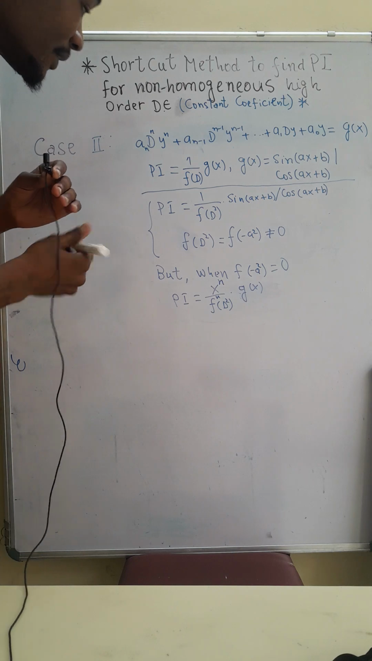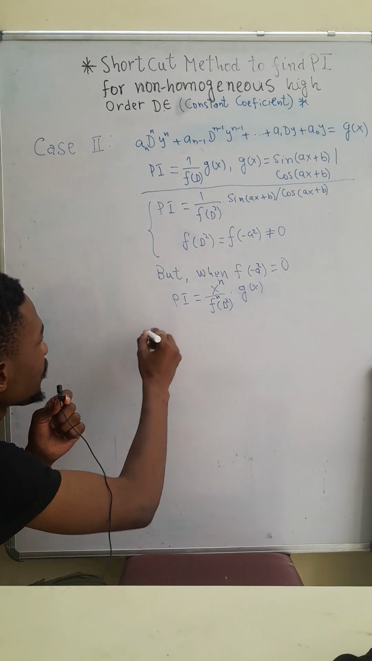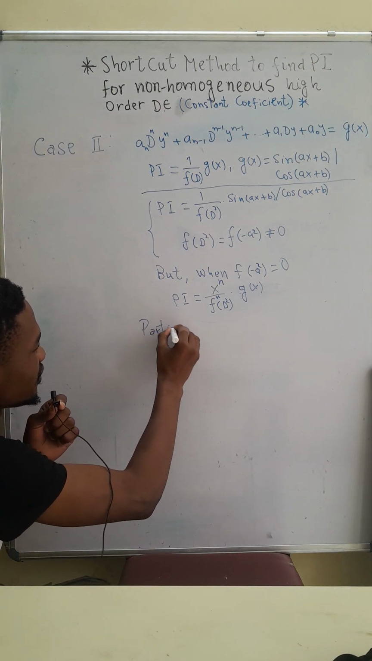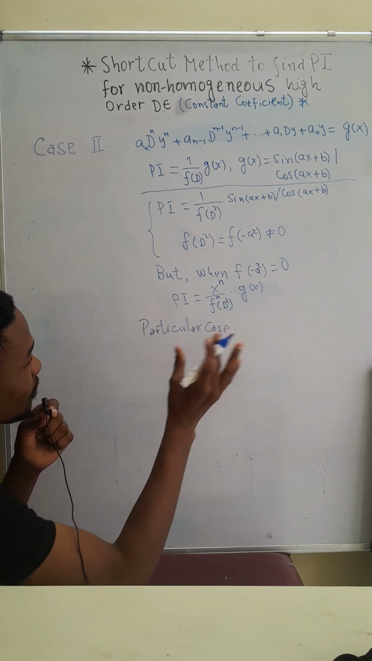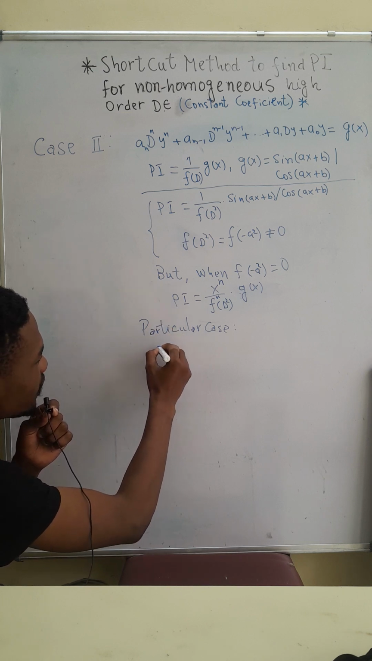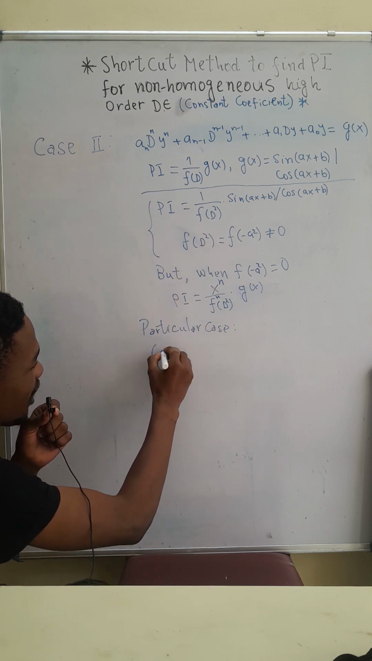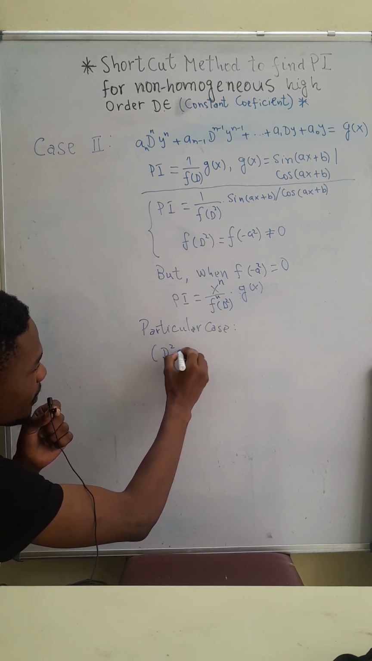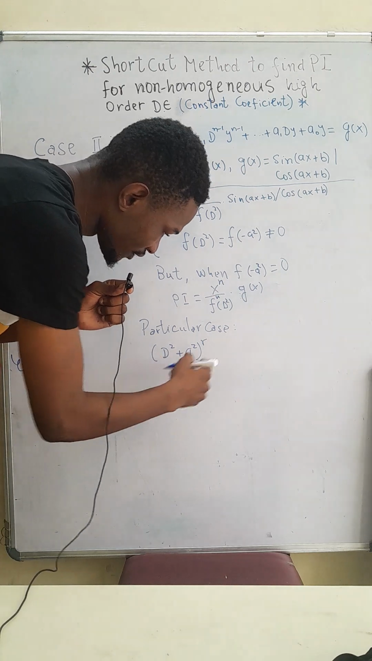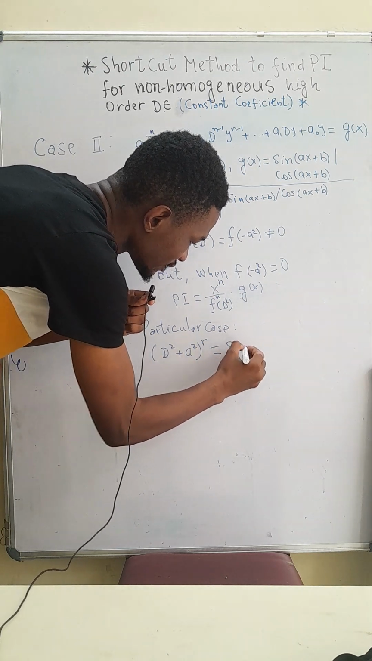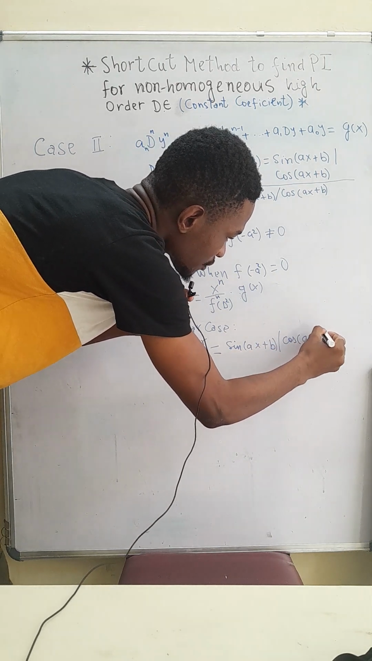So there is also a general rule. I will call this one a particular case. Sometimes we have a particular case. There is a formula: in this case, the general form is d square plus a square, all raised to r. Here r is the exponent of this whole expression, and here we have sine of ax plus b, or it can be cosine of ax plus b.